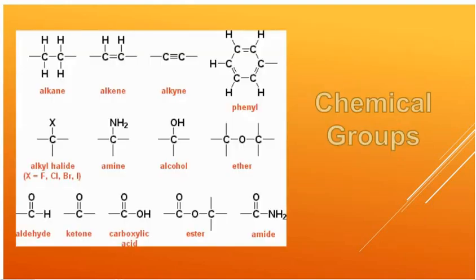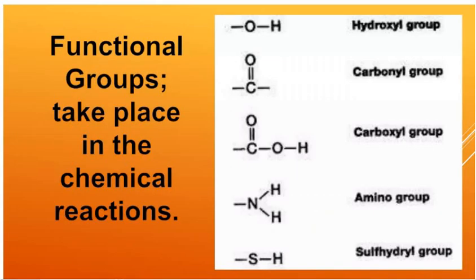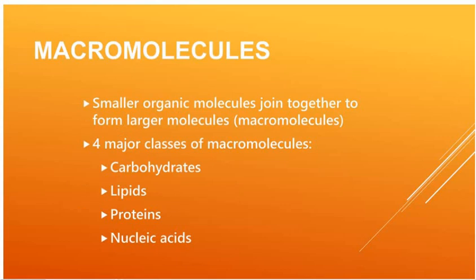Now you can see the chemical groups: alkane, alkene, alkyne, phenyl, ether, alcohol, amine, alkyl halide, aldehyde, ketone, carboxylic acid, and esters, amide. Now look at the functional groups that take part in chemical reactions: hydroxyl group, carbonyl group, carboxyl group, amino group, sulfhydryl group or thiol.